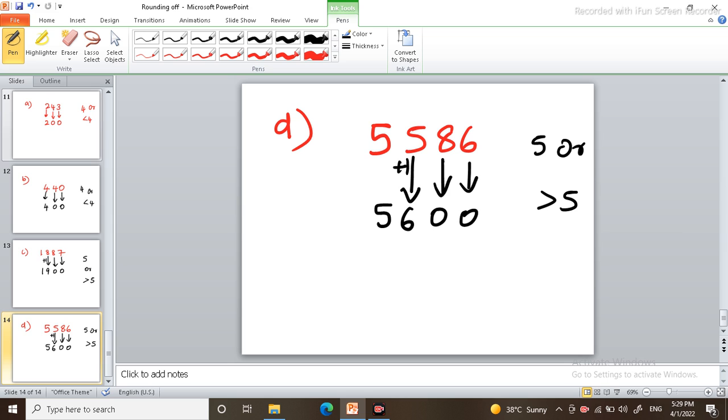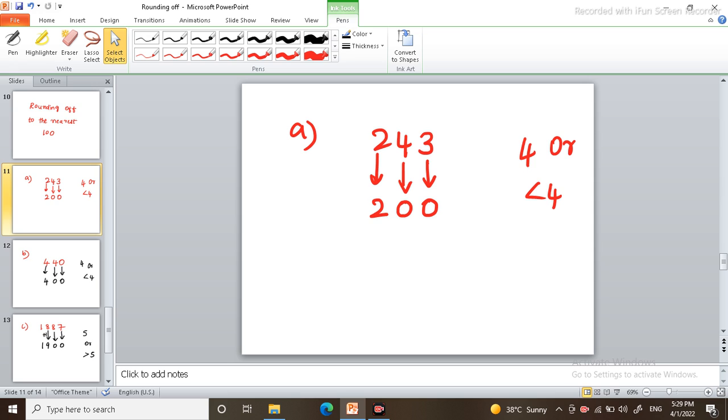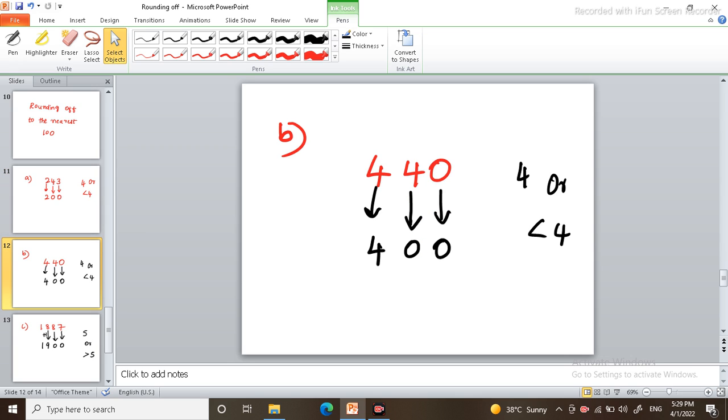I'll do a quick revision. When rounding off to the nearest 100, just observe the tens place. If it is 4 or less than 4, then make the tens place 0 and the ones place also 0, and in the hundreds place, whatever the number is, keep it as it is. 243, when rounded off to the nearest 100, will be 200. 440: here the value in the tens place is 4, so the tens place will become 0, the ones also 0, and the hundreds place will remain the same. So it will be 400.